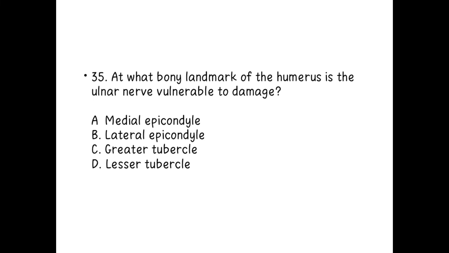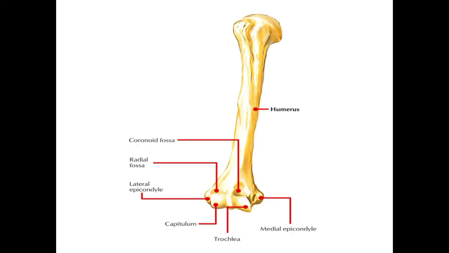Number 35. At what bony landmark of the humerus is the ulnar nerve vulnerable to damage? A, medial epicondyle. B, lateral epicondyle. C, greater tubercle. D, lesser tubercle. So which of these bony landmarks will you find the ulnar nerve close to? The right answer to this question is A, the medial epicondyle.